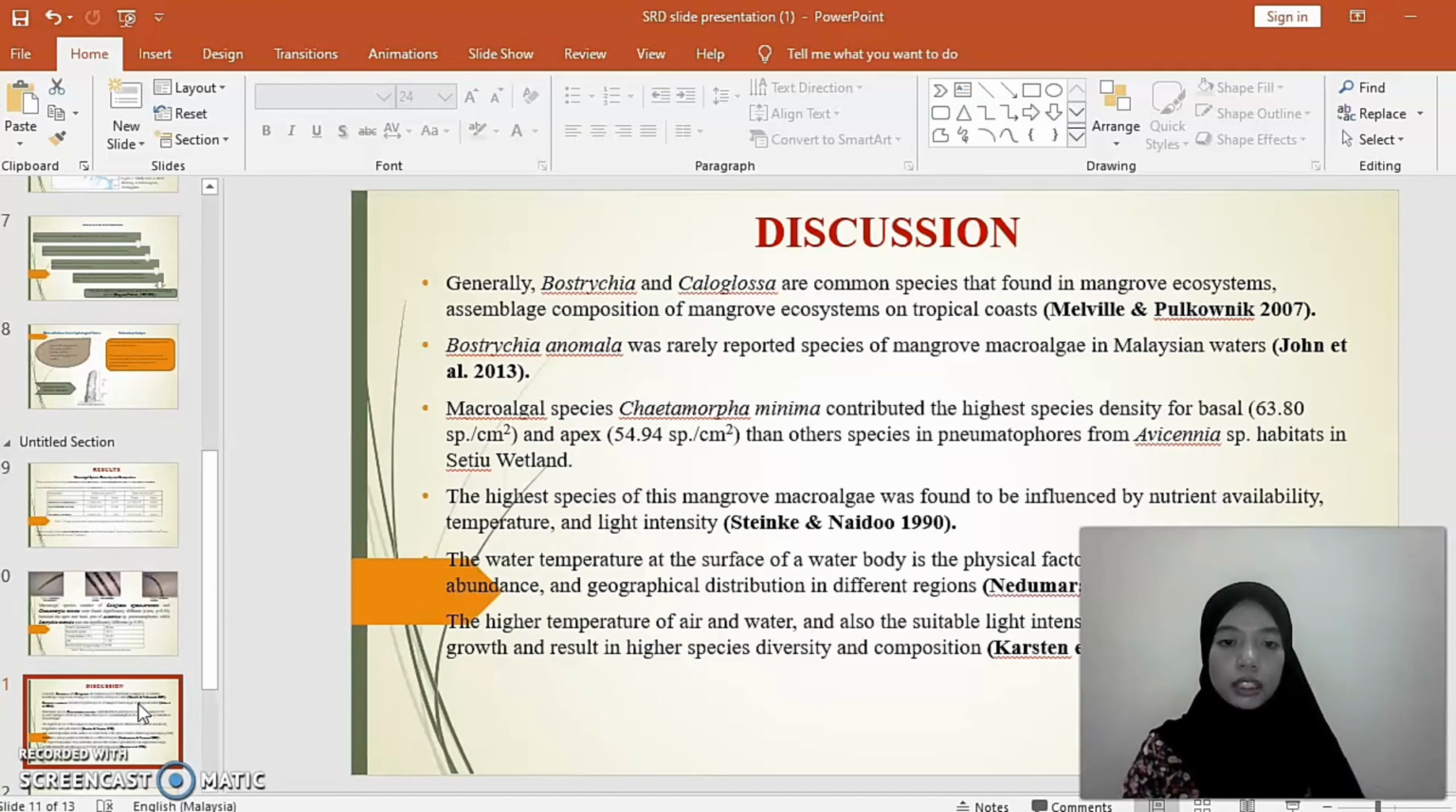The highest species density of this mangrove macroalgae was found to be influenced by nutrient availability, temperature, and light intensity. The water temperature at the surface of the water body is a physical factor influencing macroalgae growth, abundance, and geographical distribution in different regions. Higher air and water temperatures, as well as suitable light intensity, can support macroalgae growth and result in higher species diversity and composition.